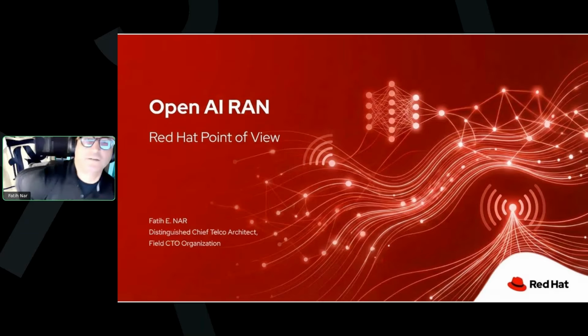My name is Fatih Nar. I'm a chief architect at Red Hat CTO office. It's a brief background about myself as relevance to this conversation. I started my career at Nortel Networks as a software engineer for mobile networks. Spent quite some time there and then moved to Ericsson for IP products and product development and services at Ericsson.